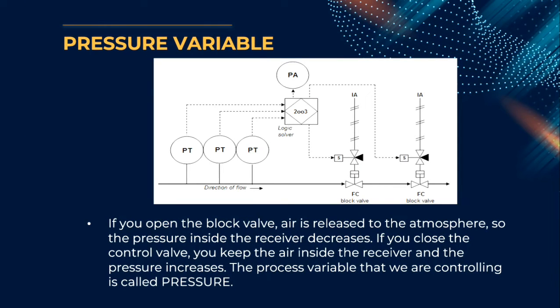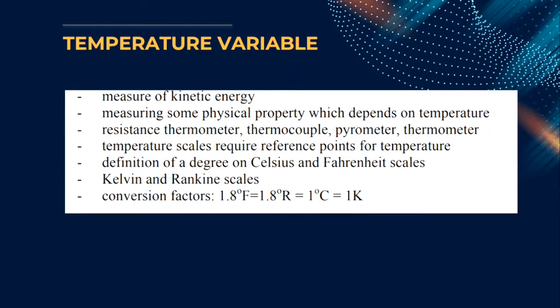Pressure variable. Here is the example. If you open the bleed valve, air is released to the atmosphere, so the pressure inside the receiver decreases. If you close the control valve, you keep the air inside the receiver and the pressure increases. The process variable that we are controlling is called pressure.